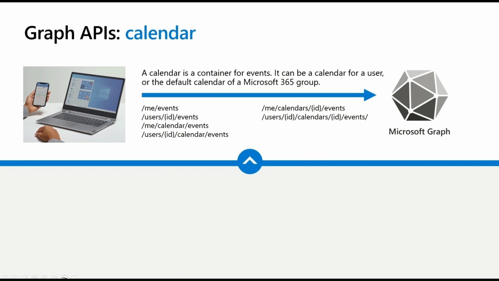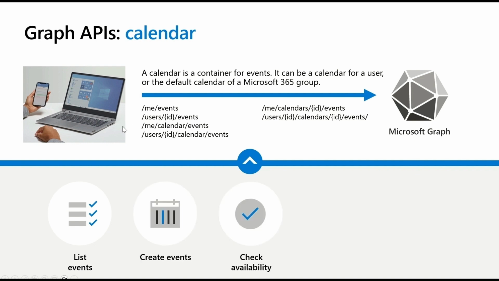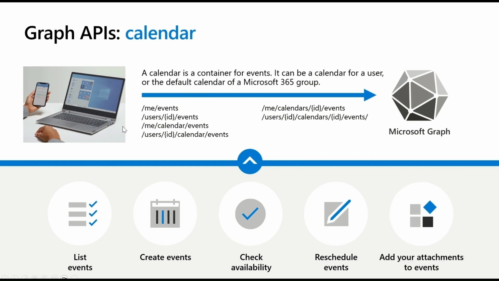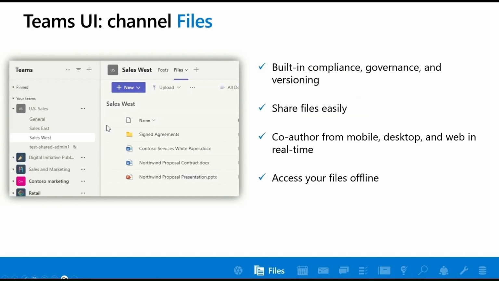Microsoft Graph, which is a unified API endpoint, allows developers to access data from various M365 services including calendars and events. It enables you to integrate calendar and event management features into your applications. To list some, it allows you to list events, create events, check availability, reschedule events, and add attachments to these events. Now let us talk about files.